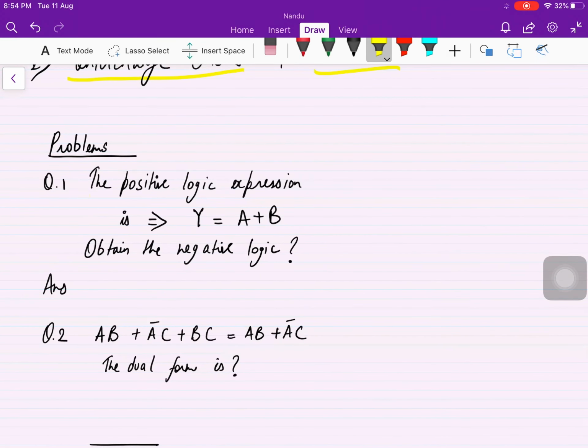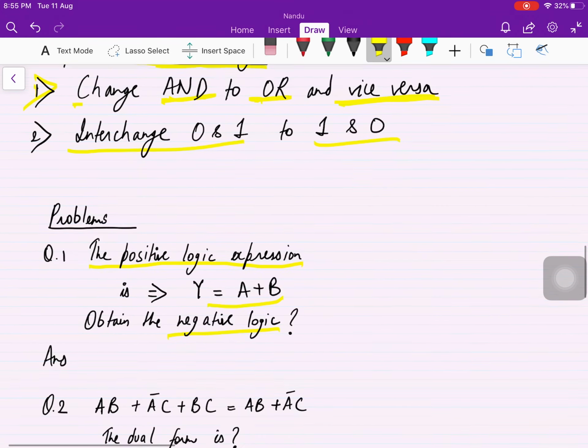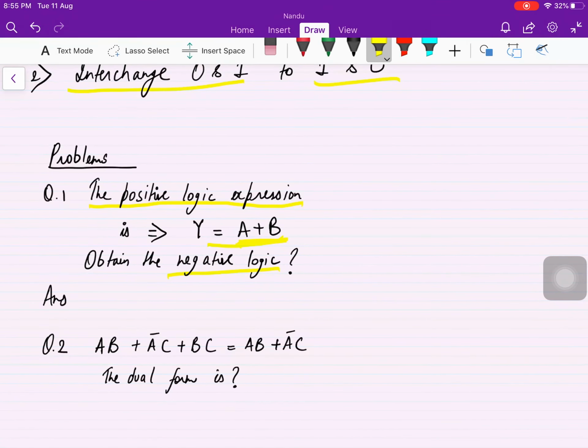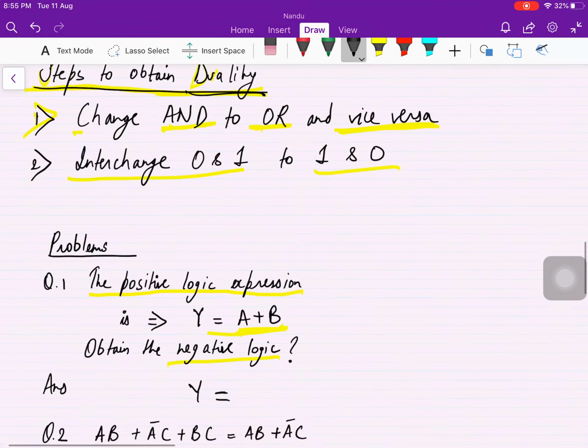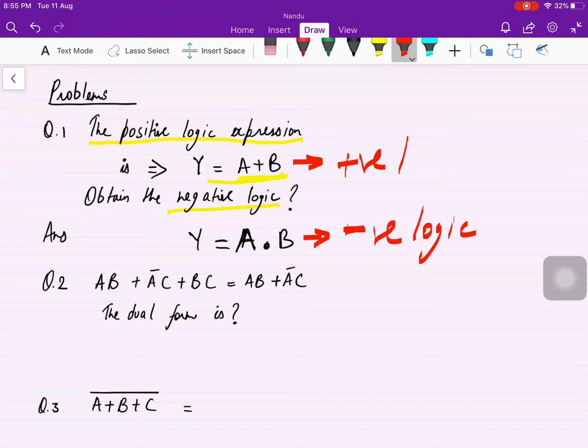Question number 1: the positive logic expression is y equal to a plus b, obtain the negative logic. The steps to obtain duality: change AND to OR and vice versa. Here we have the OR function a plus b, so the plus you make into AND. Variables remain the same. So this is in negative logic, and this was in positive logic.